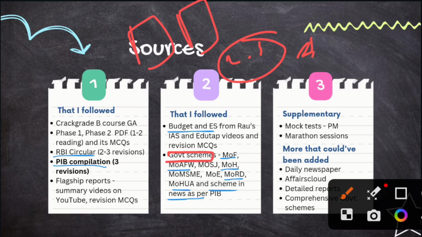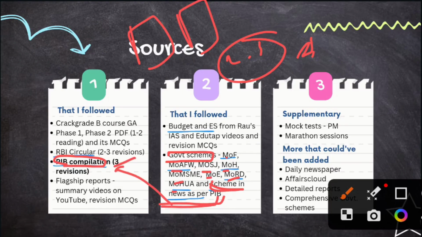Then another area of focus is government schemes. Now in the government schemes, there are a lot of schemes, and it is difficult to go through all of them and remember all of them. So my approach was initially first to focus on key ministries. These were the key ministries which I had covered. And the second part was schemes which were in use as per PIB. So I was following PIB compilation.